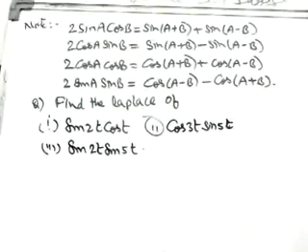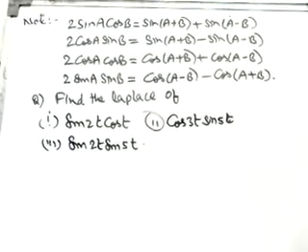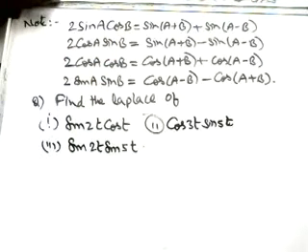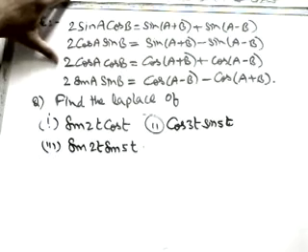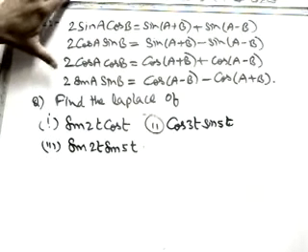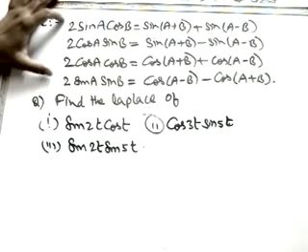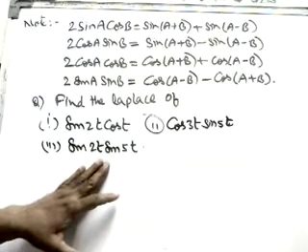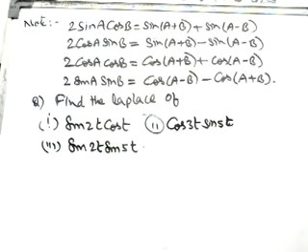So to change the product form to addition or subtraction form, we use transformations of trigonometric formulas. Let me just revise this once. 2 sin A cos B is sin(A plus B) plus sin(A minus B). 2 cos A sin B is sin(A plus B) minus sin(A minus B). 2 cos A cos B is cos(A plus B) plus cos(A minus B). 2 sin A sin B is cos(A minus B) minus cos(A plus B). So using these formulas, we have to separate this as a sum or difference. Then we can use the formulas.